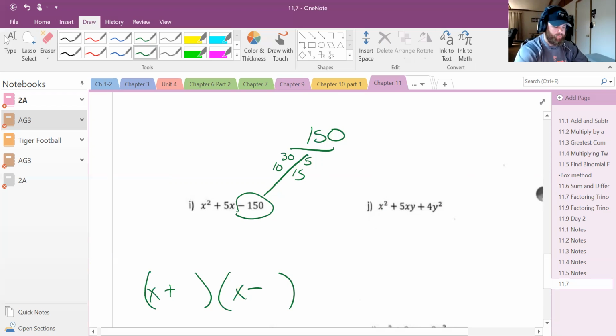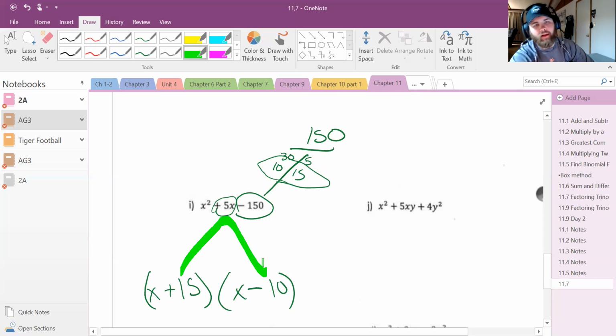Okay, so remember what I said. I have a positive middle term here, and I'm going to use 10 and 15. So which one's a bigger factor? The bigger factor is going to be 15. So that's going to be my positive one because the middle term's positive, and my smaller factor is going to be 10. Positive 15 minus 10 gets me to positive 5.